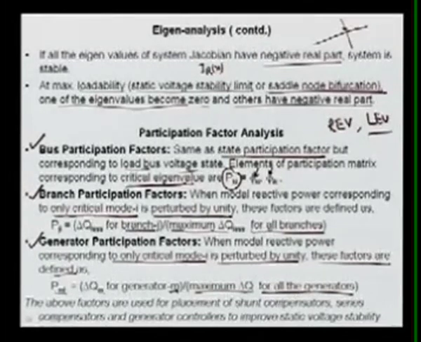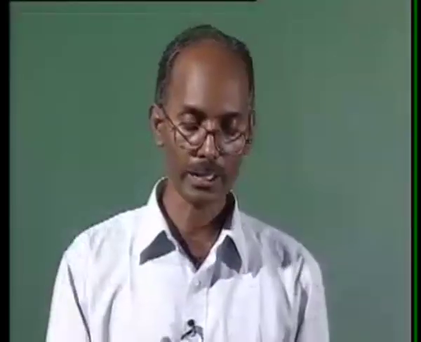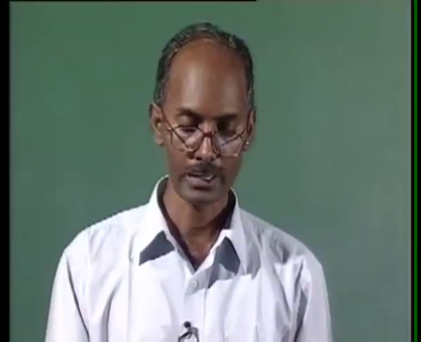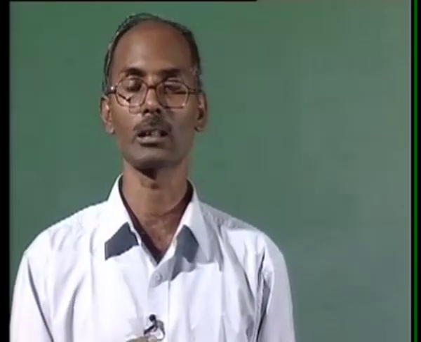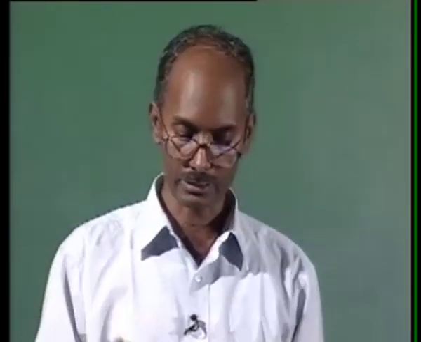These factors are used for the placement of shunt compensators, series compensators and generator controllers to improve the static voltage stability. So, knowing the eigenvalue, we can go for these participation factors and then use them for improving the voltage stability. Again, till now I am talking about the static voltage stability, and that is what this will be used for.